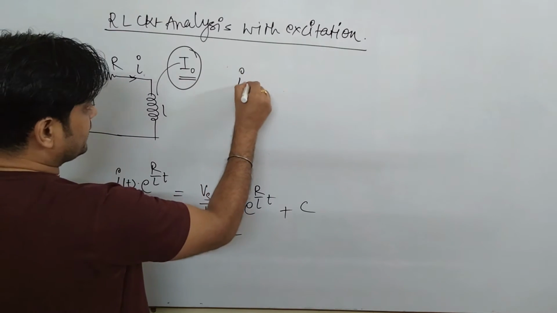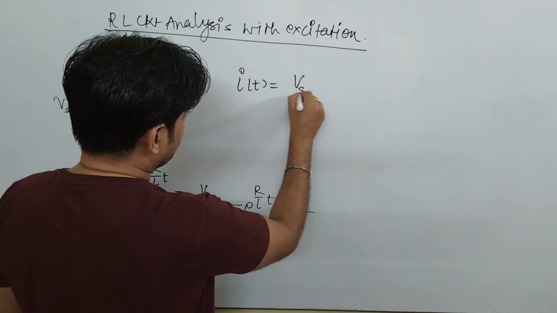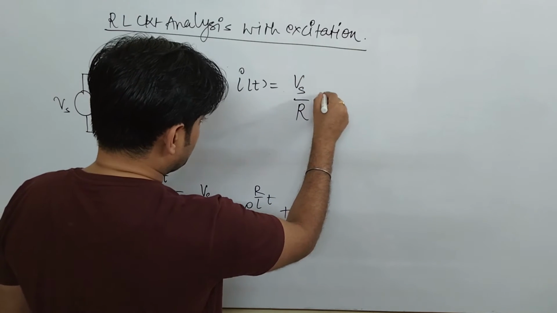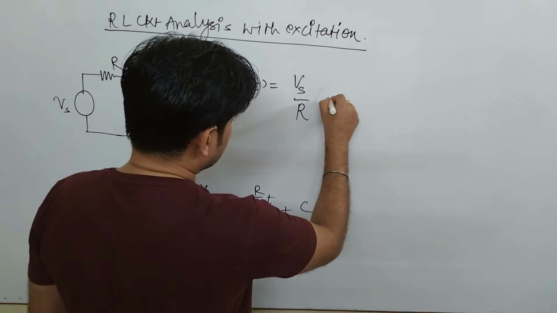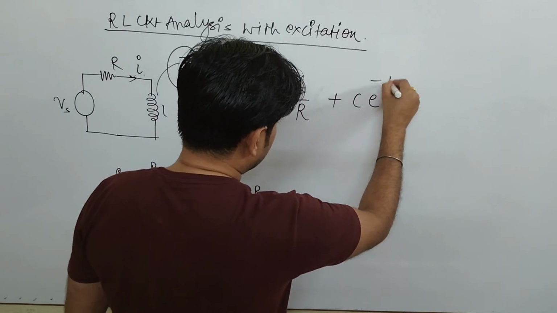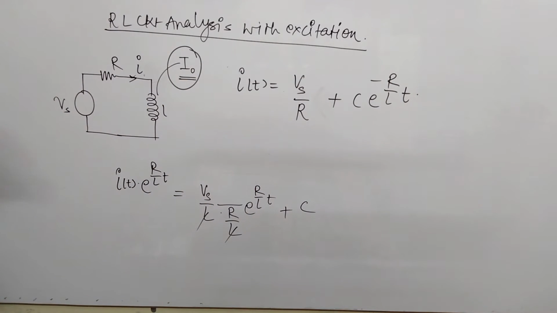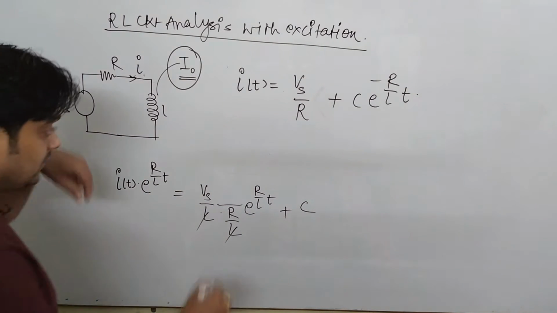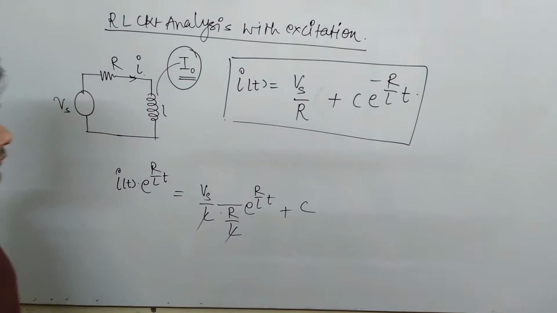finally the value of current i(t) comes to be, this you can solve very easily, there is no issue: Vs by R, e to the power terms get cancelled out, plus C into e to the power minus R by L t. So this is the final solution of current i(t). Now your task is to find the value of integration constant C.